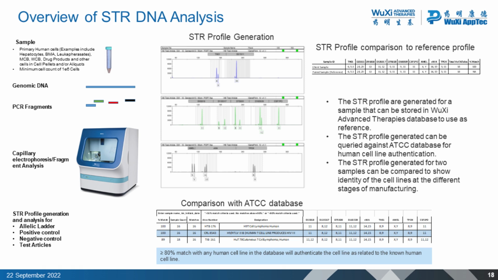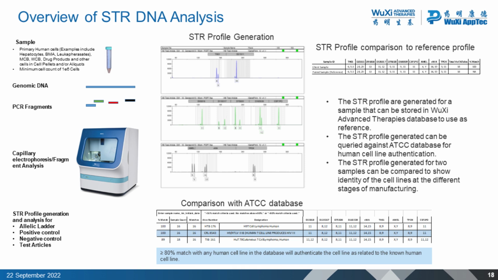We have the STR profile generation in the middle of the slide here. We have 1, 2, 3, 4, 5, 6, 7, 8, 9, 10 different loci that are amplified. You can see very clearly that some loci are homozygous, which means they were obtained from just one parent. Any loci that has two peaks are heterozygous. That means they were obtained from both parents.